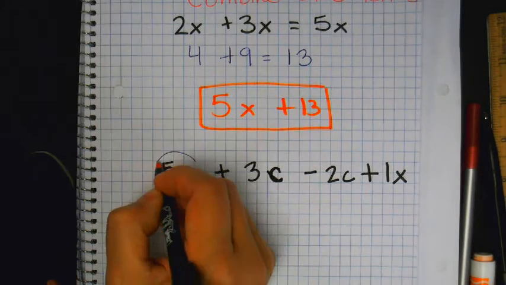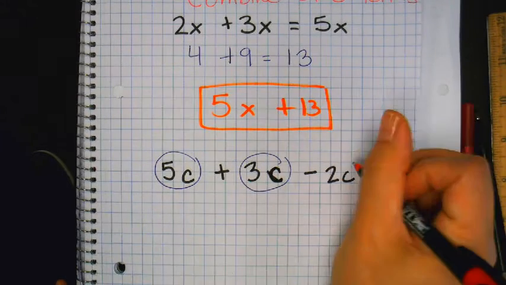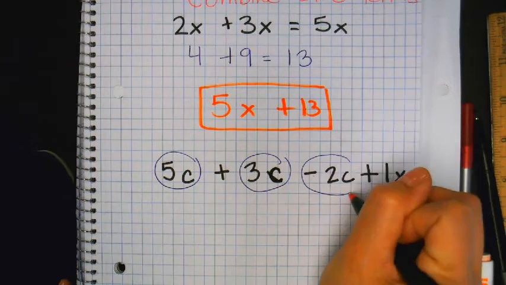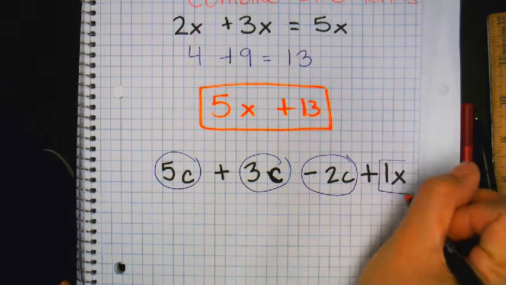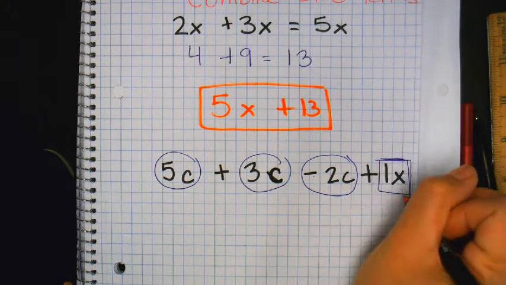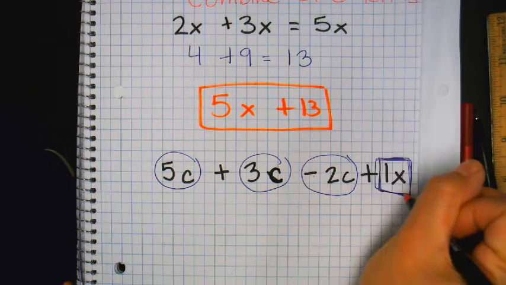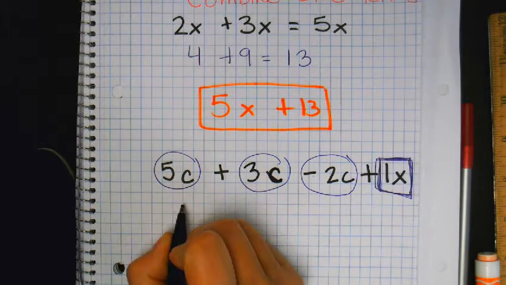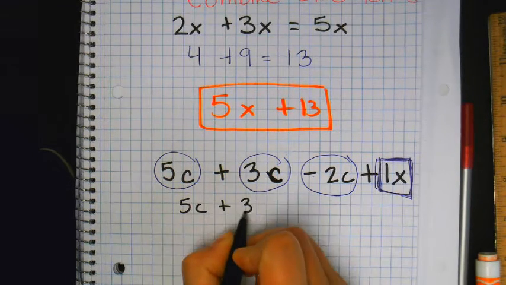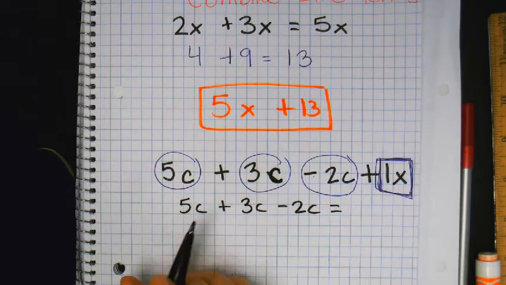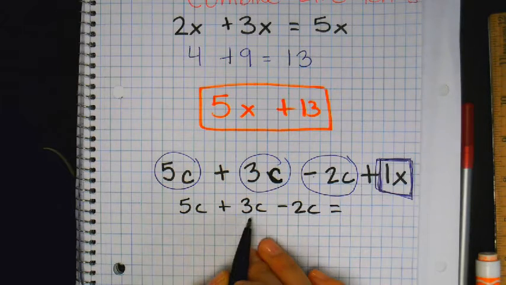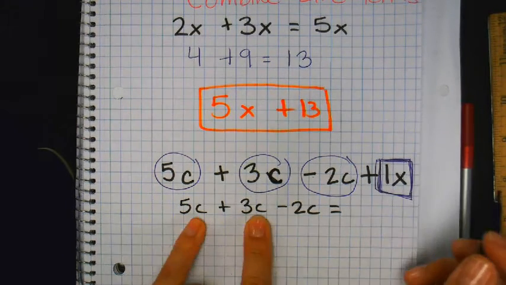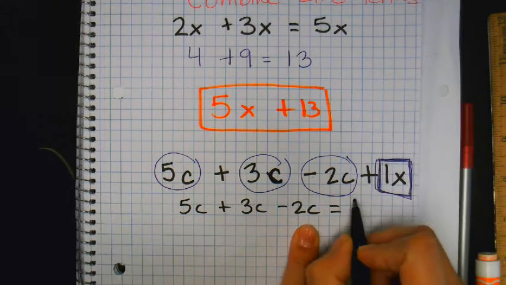So we have 5c, 3c, and minus 2c. I'm going to circle the minus 2c. And then we just have a 1x. I'm going to box that one. I'm going to change the shape because this one's an x, and it's different than a c. So if I line up all your c's, I have 5c plus 3c minus 2c. Okay, what's 5c plus 3c minus 2c? 5c plus 3c gives you 8c. Minus 2c gives you 6c.